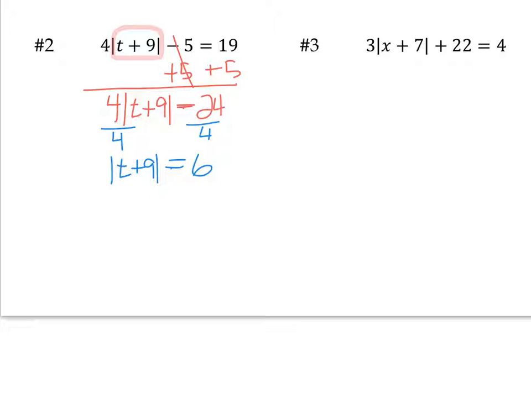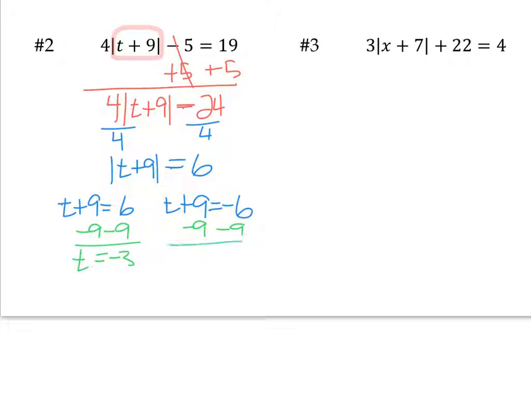This is where we can set up our two equations. So we're going to set up t plus 9 equals 6, and t plus 9 equals negative 6. We isolated the absolute value expression, and now we set up our two equations. Isolate that absolute value expression first, then set up the two equations we see here. We can subtract 9 on both sides, and we get t equals negative 3. We subtract 9 on both sides here, and we'll get t equals negative 15.